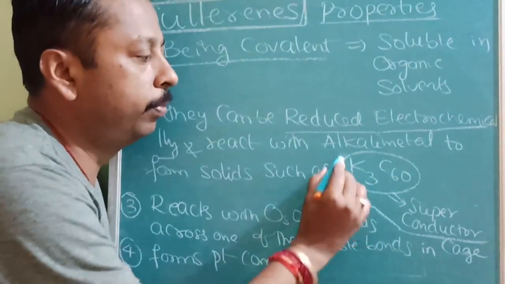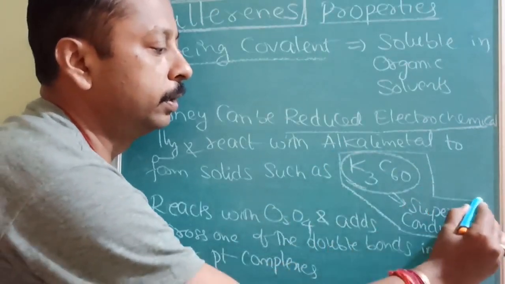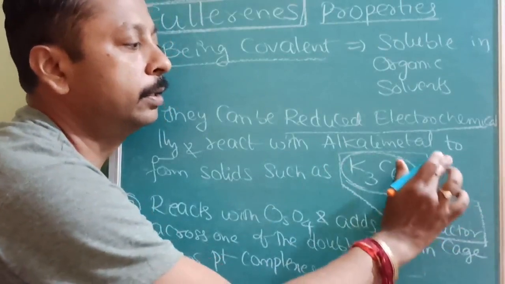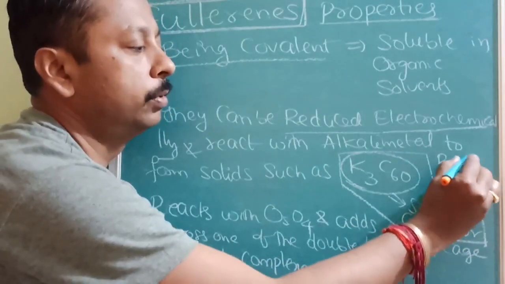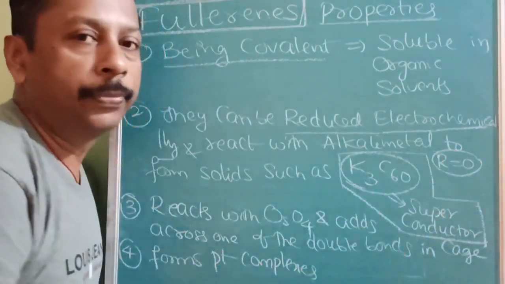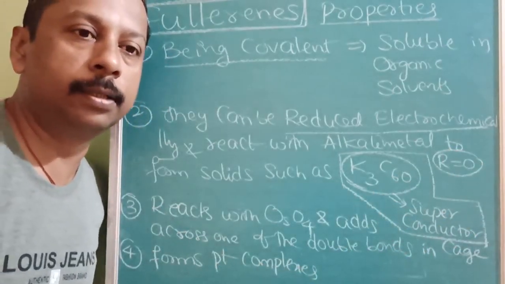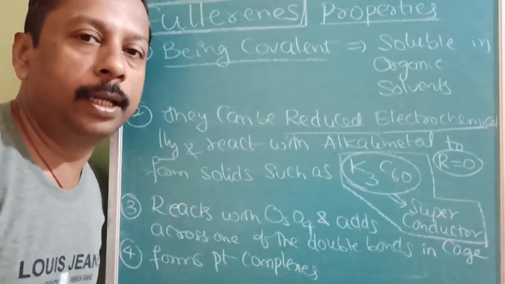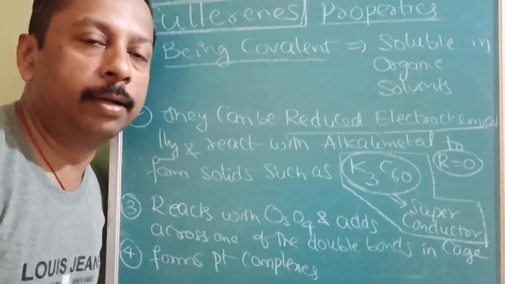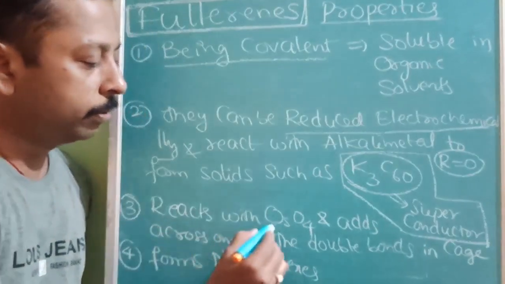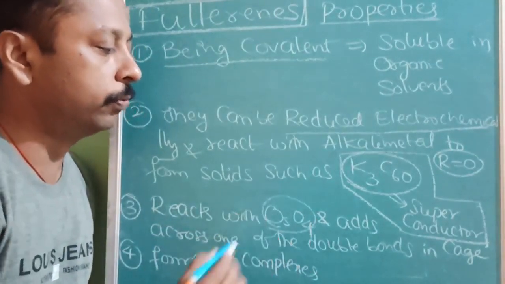One of the good properties of this is that it is a superconductor. Superconductor means resistance R is equal to 0. What is equal to 0? Resistance is 0. That means no voltage drop will take place, so electricity can be carried efficiently from one place to another without any loss. And one more thing, it reacts with OsO4.